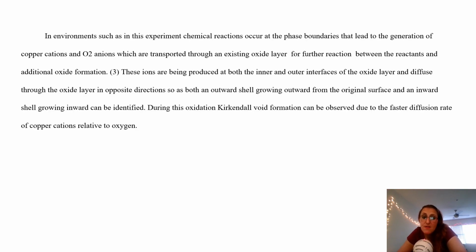In environments such as in this experiment, chemical reactions occur at the phase boundaries that lead to the generation of copper cations and O2 anions, which are transported through an existing oxide layer for further reaction between the reactants and additional oxide formation. These ions are produced at both inner and outer interfaces of the oxide layer and diffuse through the oxide layer in opposite directions, so both an outward shell growing outward from the original surface and an inward shell growing inward can be identified. During this oxidation, Kirkendall void formation can be observed due to the faster diffusion rate of copper cations relative to oxygen.